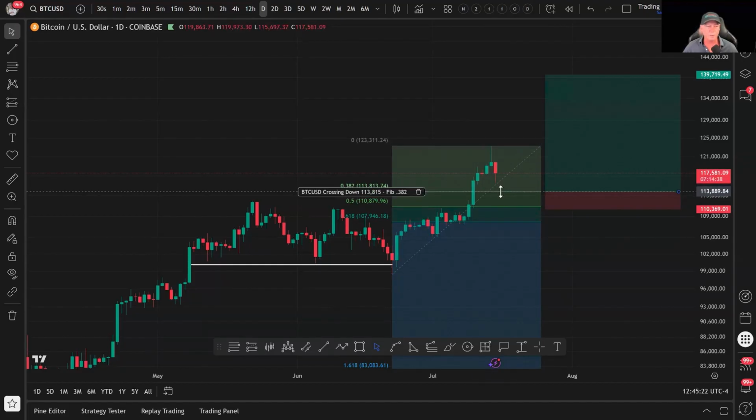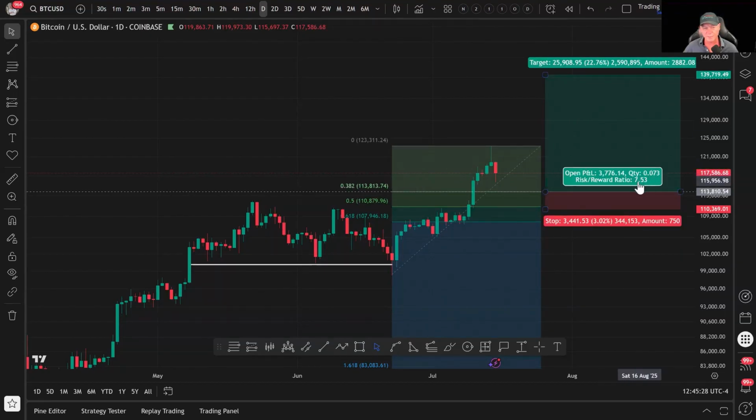To front run it a little bit wouldn't be a bad idea, because these markets tend to do that. But the risk reward ratio on this now is 7.5. I've seen risk reward ratios as high as 30, 40, 50, but those are less common.